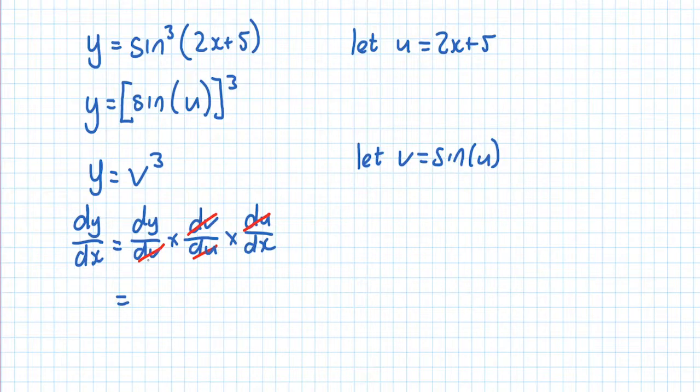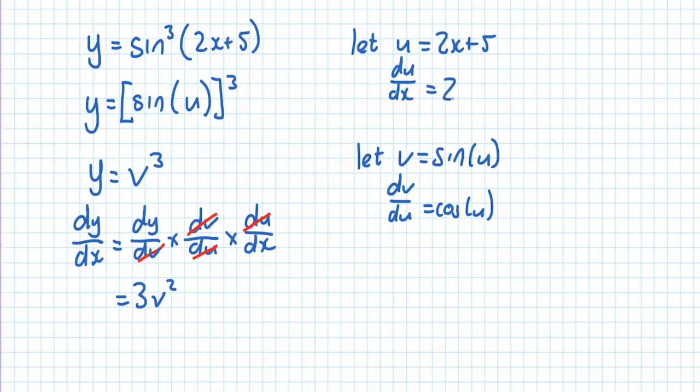Dy by dv is going to be 3v squared. Dv by du is going to be cos of u, and du by dx is going to be 2. So dy by dv is 3v squared, dv by du is cos of u, and du by dx is 2. 3 times 2 is 6. We're going to have 6v squared, where v is sine of u. So that's going to be 6 sine squared of u times cos of u.